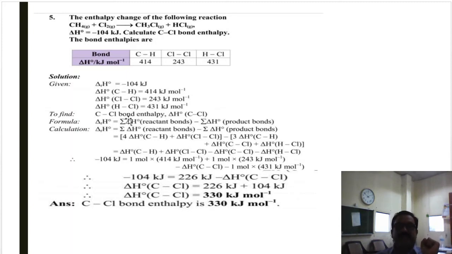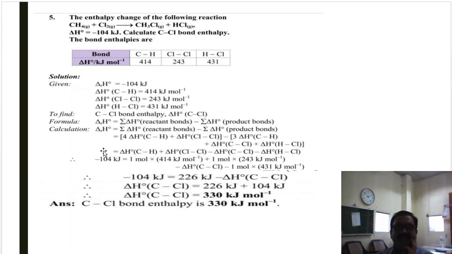Then we have to consider how many bonds there are. Look at the first reactant, CH4: there are 4 carbon hydrogen bonds and hence 4 into delta H C-H. The second reactant is chlorine: there is only one bond between chlorine and chlorine, delta H chlorine-chlorine. Minus the products: if you look at CH3Cl, there are 3 carbon hydrogen bonds, 3 delta H C-H, plus 1 carbon-chlorine bond, delta H C-Cl, plus in HCl, delta H H-Cl.